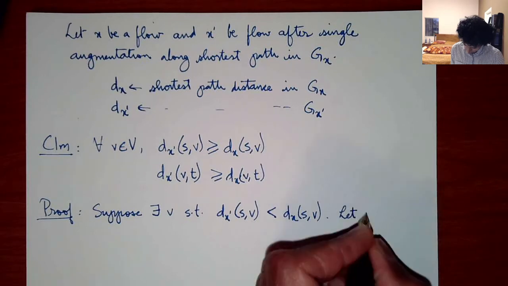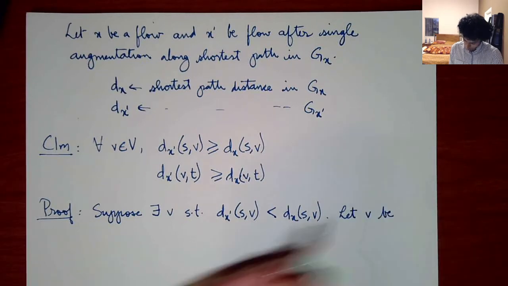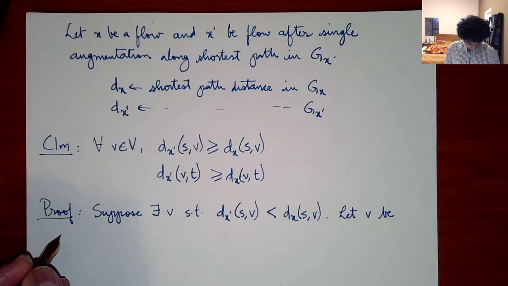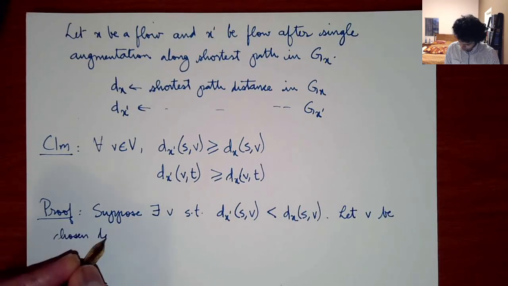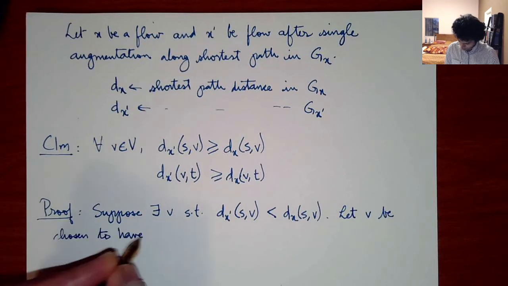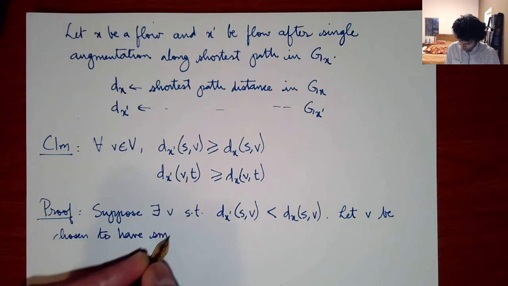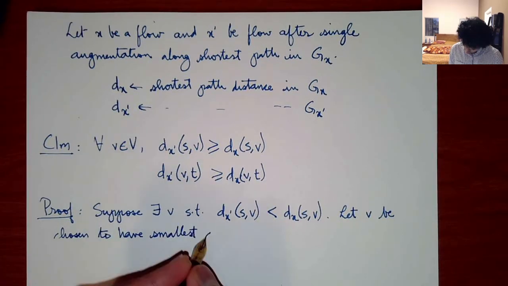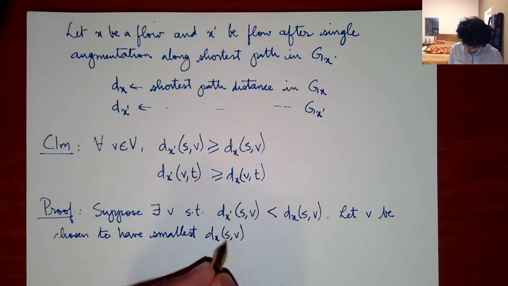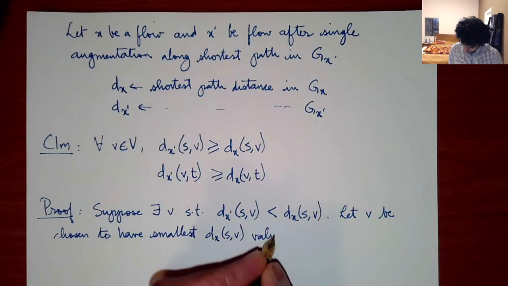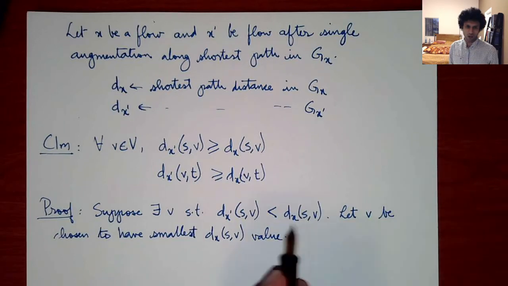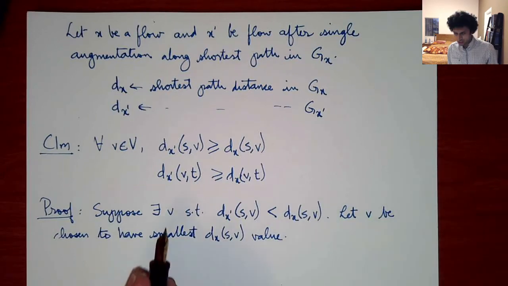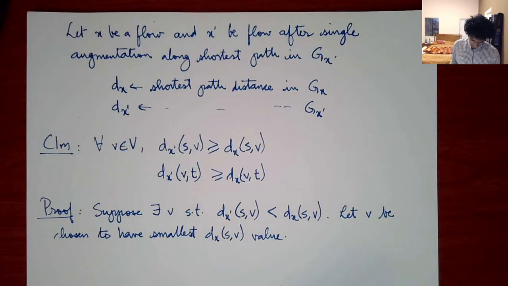Let v be chosen to have the smallest d of x s v value. Meaning that you just pick the vertex that has the smallest such value. So you're saying suppose there exists a vertex that violates this claim, and pick the vertex that actually has the smallest distance that violates the claim.